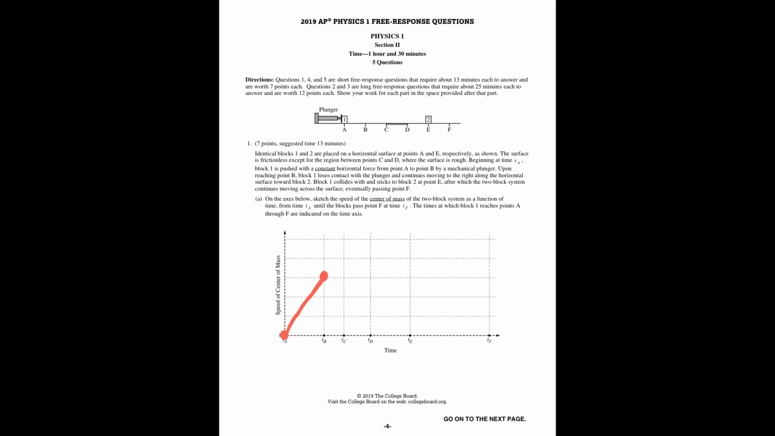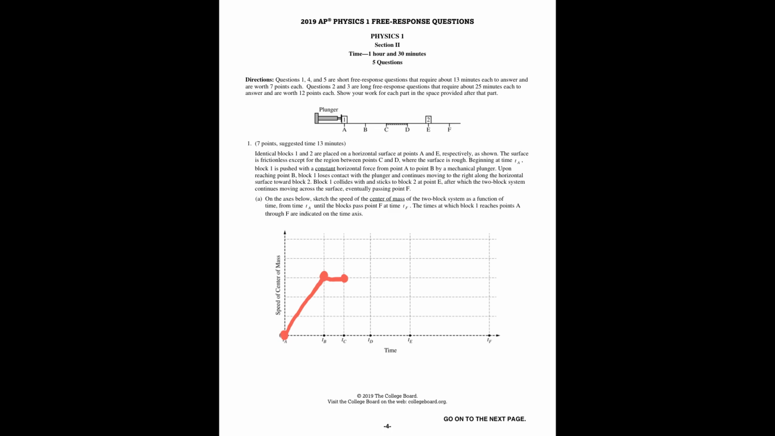And when it gets to point B, it loses contact with the plunger, and between points B and C is a frictionless surface. So now block 1 is moving, but it should move at a fairly constant speed from point B to point C. And so in my graph, I'm going to make that a horizontal line going from point B to point C.